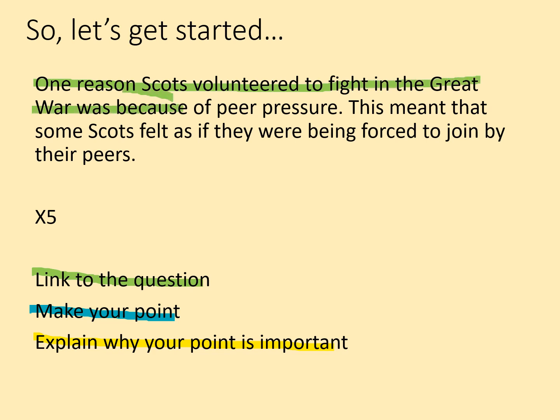This "because" is a key word, and it lets me know that you understand that you're doing an explain question. The next bit is make your point. One reason that Scots volunteered was peer pressure. Peer pressure by itself doesn't really explain why that led to people signing up for the war. So you've got to explain your point. And this is what you do here: this meant that some Scots felt as if they were being forced to join by their peers. So, nice and straightforward if you know how to do it. You're taking your point and you're explaining.